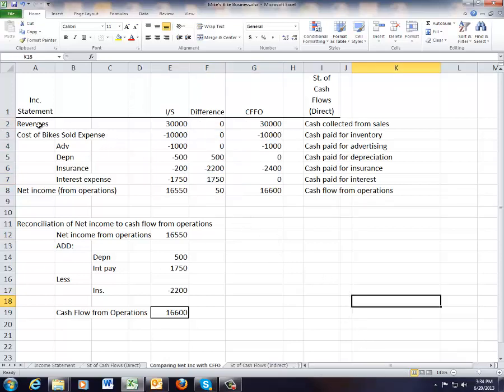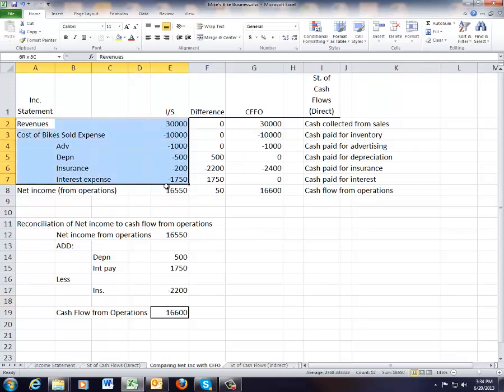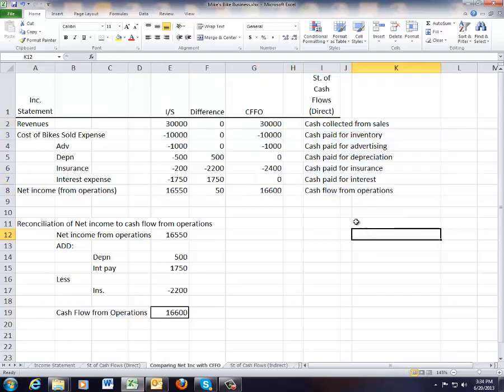Now, instead of doing this worksheet internally for a company by comparing our income with our cash flow from operations, what most companies do is they start with this number, net income, and they prepare what we call a reconciliation that goes down the page rather than across the page. So we take 16,550 and we know there are one, two, three differences. We've got to add $500 for depreciation. We've got to subtract $2,200 for the insurance difference.